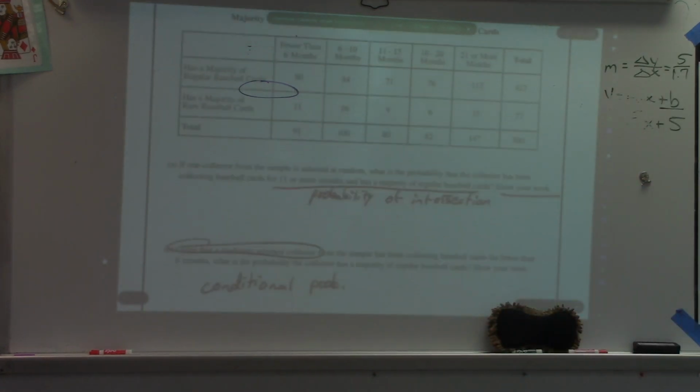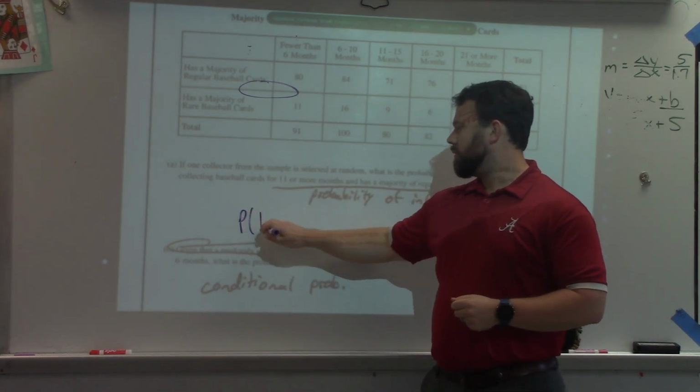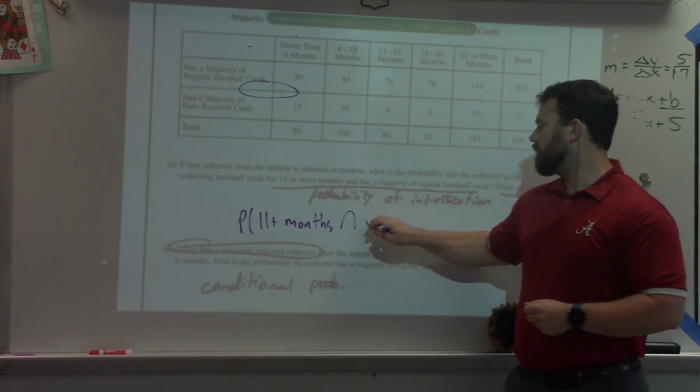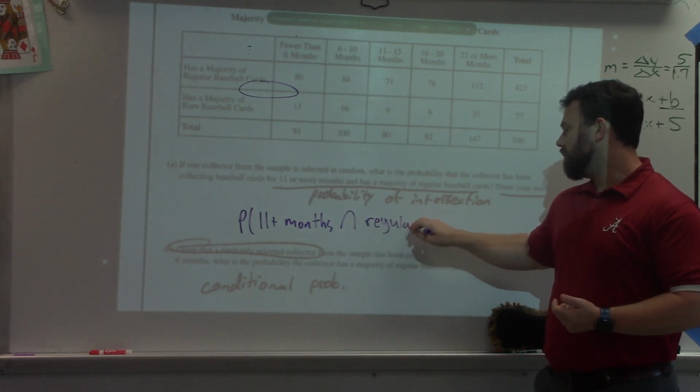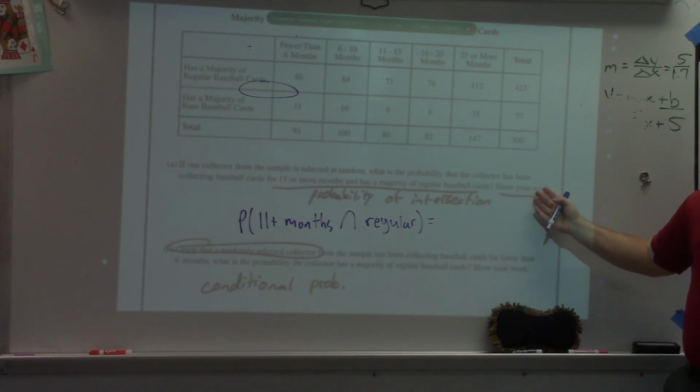If one collector from the sample is selected at random, what is the probability that the collector has been collecting baseball cards for 11 or more months and has a majority of regular baseball cards? Notice, I said probability of intersection. So how would I annotate this using probability notation to make it clear I know what's going on? Probability of collecting for 11 plus months, intersection majority regular. You can even just say regular. But notice, probability of 11 plus months and regular. We're showing work, and that's enough notation to show that work.